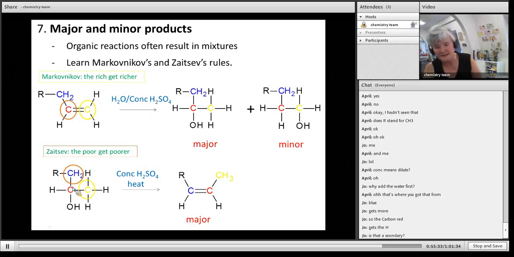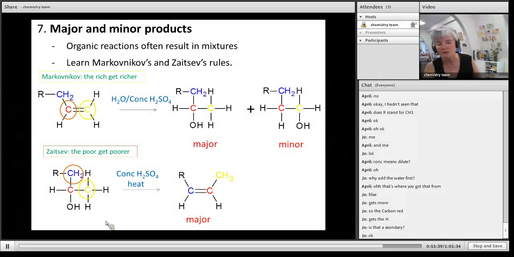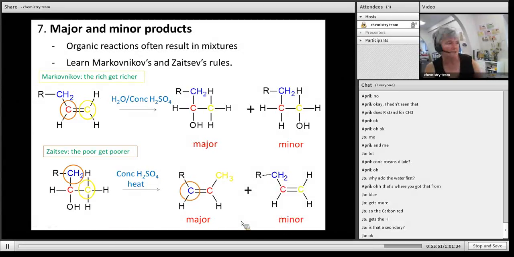This is a secondary alcohol. You're quite correct, Joe. Primary alcohol, there's only one way it's going to eliminate. Okay, but a secondary can go both ways. So that's the major and that'll be the minor. And you'll practice that as we go.